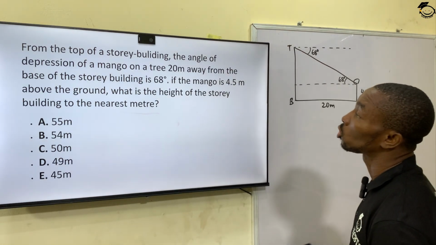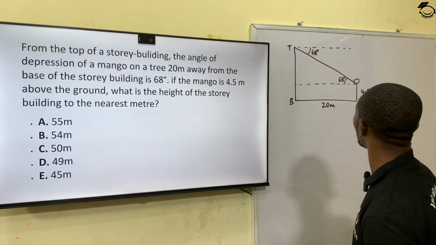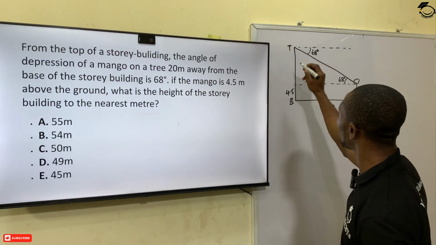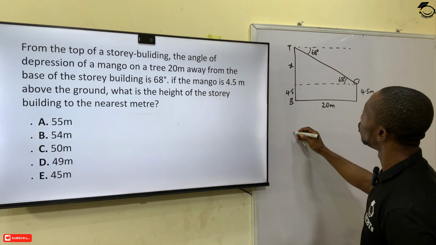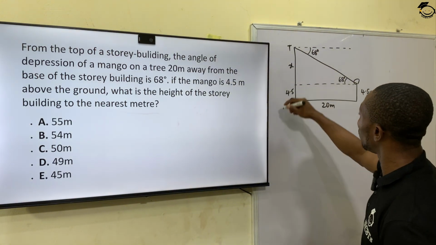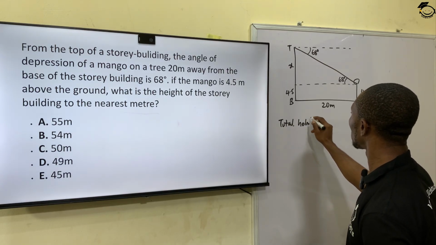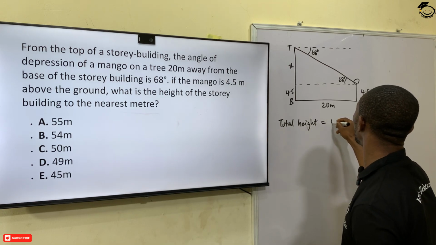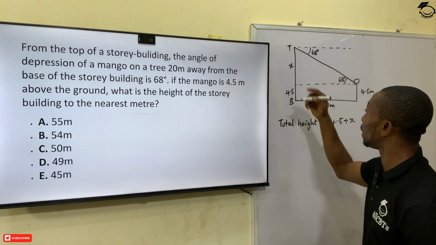Now, we are asked to calculate the height of this building. In this, we are going to have this as 4.5 and x. So we need to find our x. Looking at the height of the building, we have the total height equals 4.5 plus x. But now we need to find the value of x.